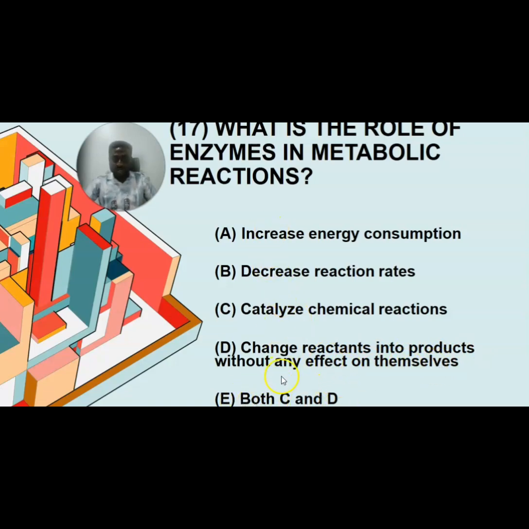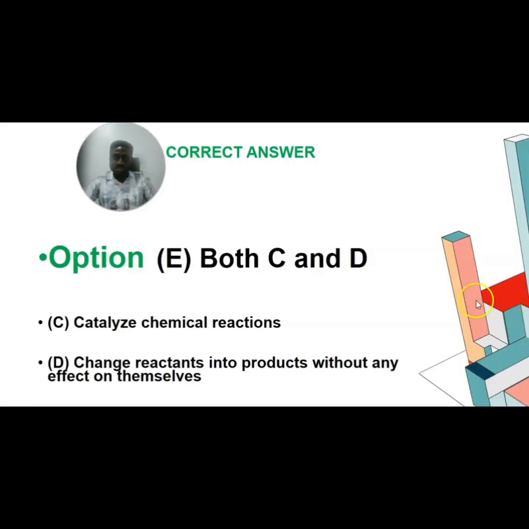If you look at these options clearly, you'll see that options C and D are the best description for this question. So I'll go for option E, both C and D. Let's confirm that. Enzymes catalyze chemical reactions to change reactants into products without any effect on themselves. Sometimes we say they alter the rate of a chemical reaction and remain unchanged.